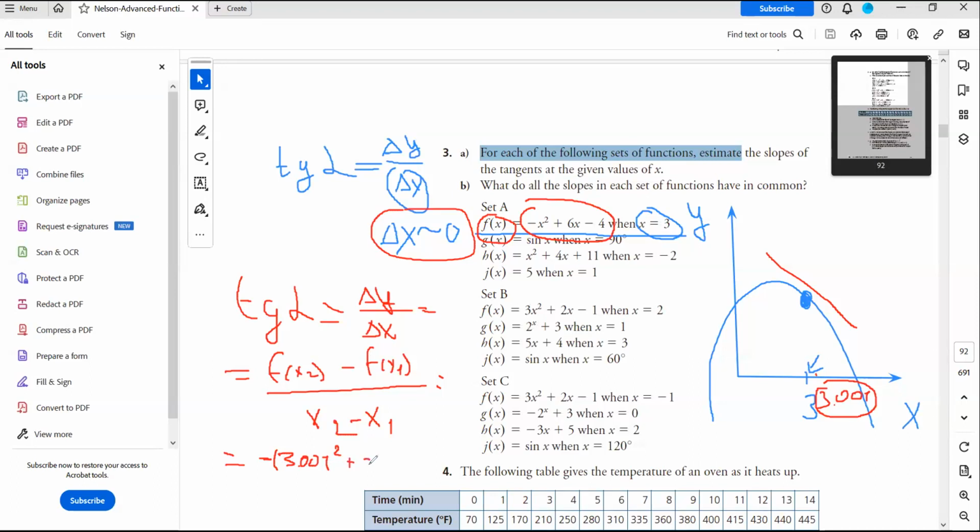plus 3.001 times 6, subtract 4, minus, right? Because here we have minus f of x1. And what is x1? x equals 3. Now, minus, open the brackets, minus 3 squared plus 6 times 3 minus 4. And all of this divided by 3.001, subtract 3.